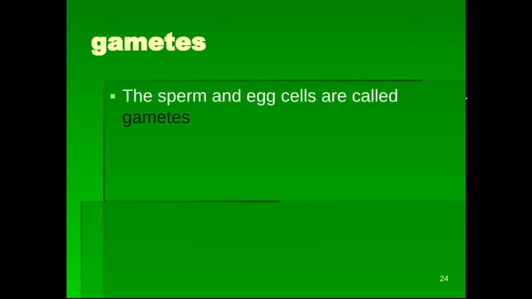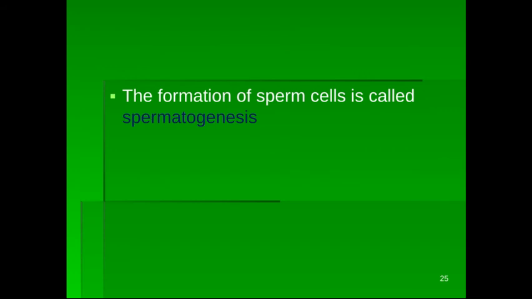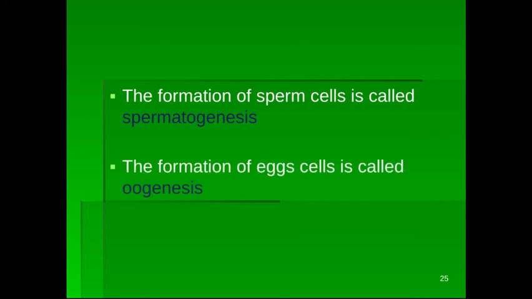Now let's go back to that fun word gametes. You remember our sperm and our egg, okay? The forming of gametes is called gametogenesis, and it happens by certain cells in your body. If we're talking specifically forming sperm, like in the case of the males, in the testicles, you're looking at spermatogenesis. The formation of egg cells is called oogenesis.